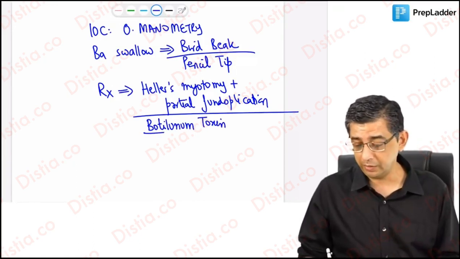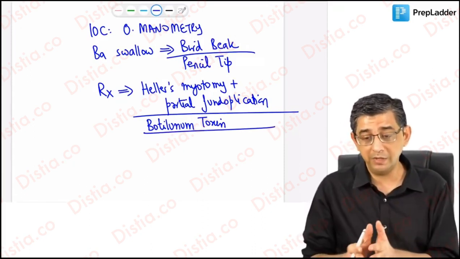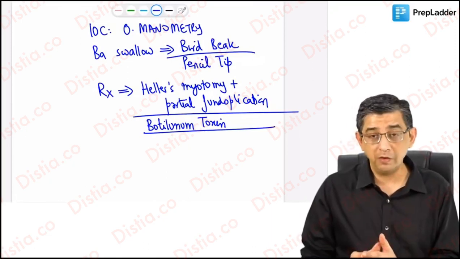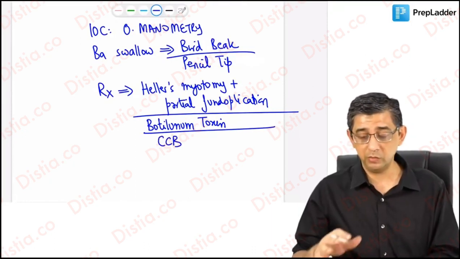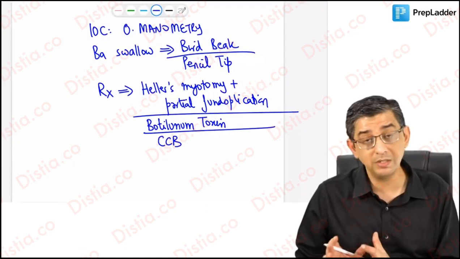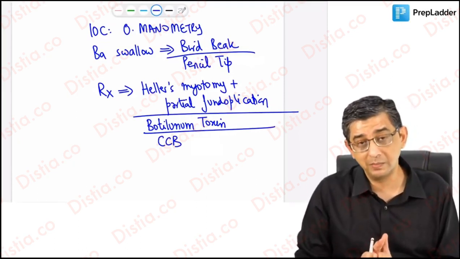That will again help in relaxation of the tight sphincter, as well as the aperistaltic segment will tend to relax a bit because the inhibitory control now is lost. Apart from botulinum toxin, drug support can also be used. If the person has refused everything that I've written on the board, then even calcium channel blockers can be used, but don't answer nitrates. Nitrates are mainly answered for diffuse esophageal spasm.